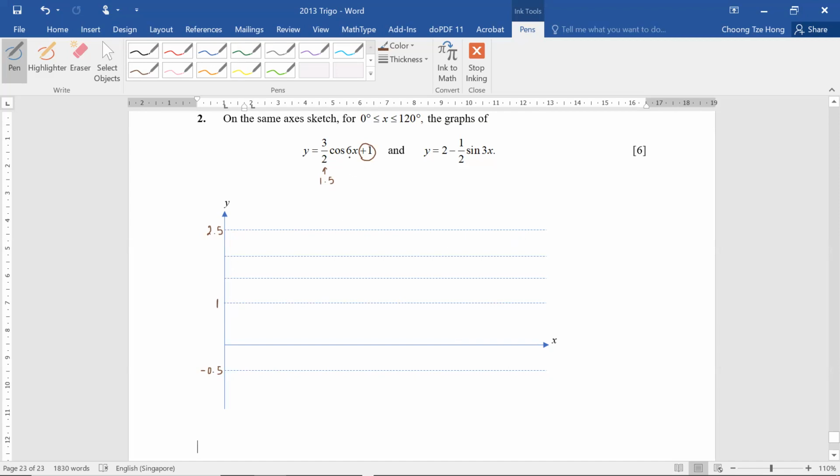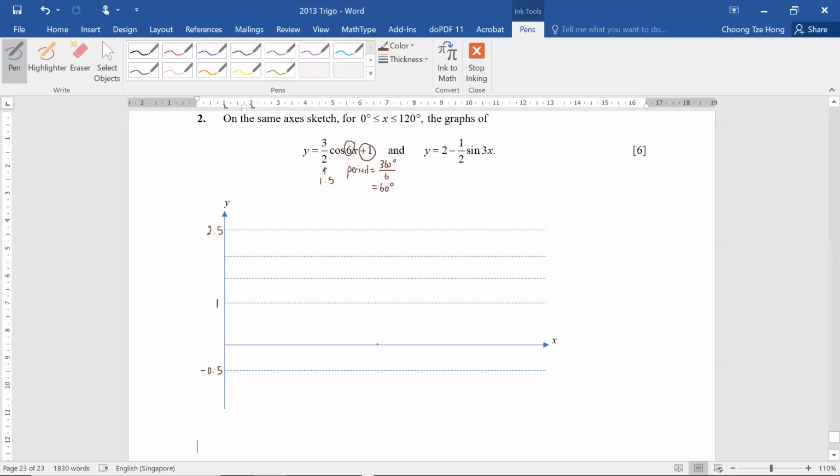The next one to study will be the period. So this number here is 6. To calculate the period for this first graph, we will take 360 divided by 6. That will give us 60. So the period for this first graph will be 60, meaning that from 0 to 60 degrees, you will see one complete cosine graph. Then from 60 to 120, you will see the second cosine graph.